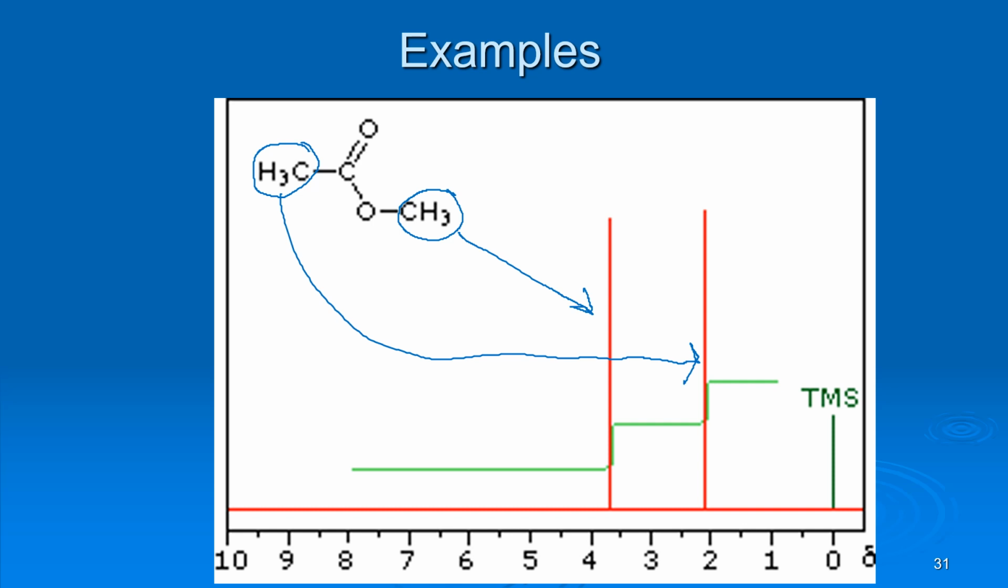Now notice that these peaks are almost identical in size. If you measure the integration here and here, you'll find that they're going to be equal to each other, and that makes sense because we have a ratio of 3:3. So you probably see 1:1, or you might see 3:3 if you don't know what the compound is.